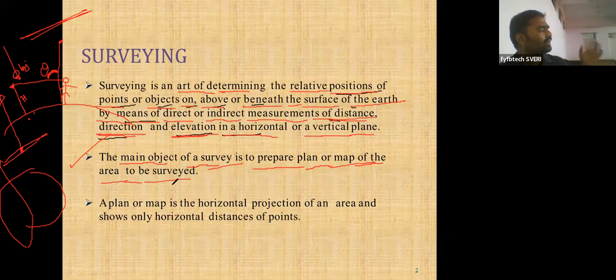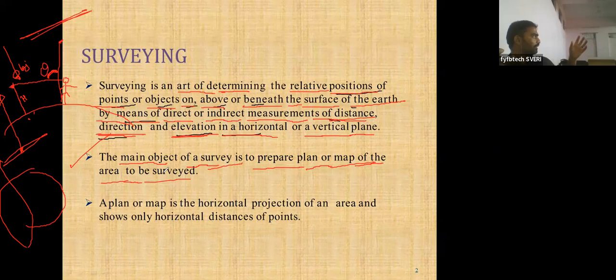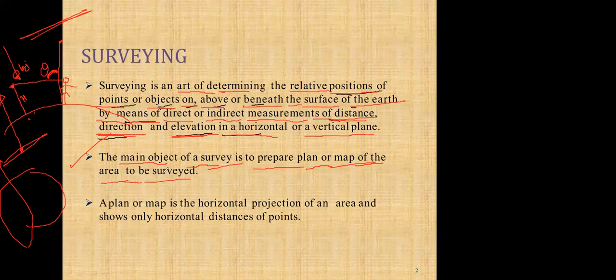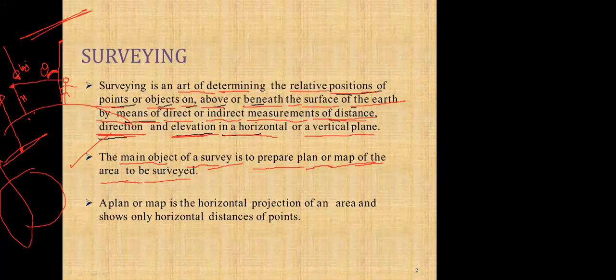What is the difference between the plan and map? Have you heard these words, plan and map? India is a map. If your house construction is going on, the drawing of the house is called a plan. What is the difference between these two?